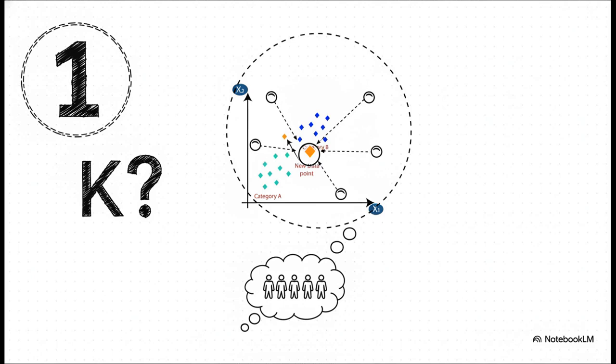Visually, our process kicks off with a new data point, let's say an orange diamond, which desperately needs to be categorized.